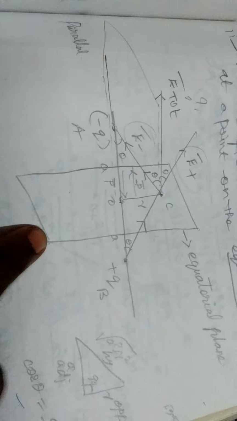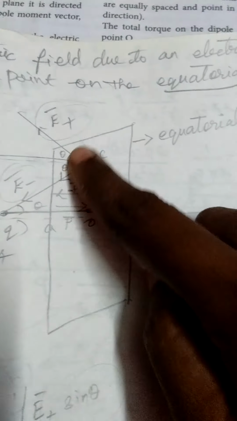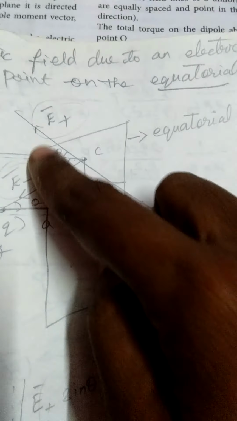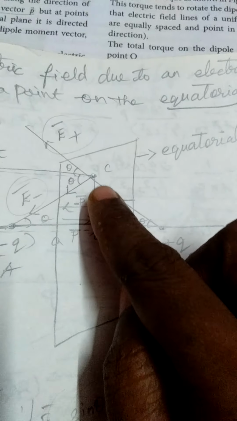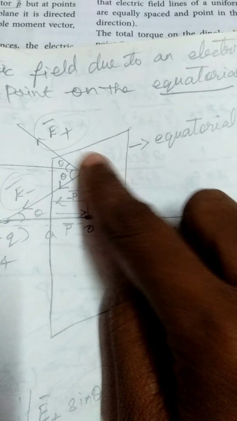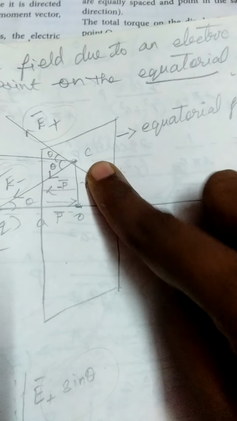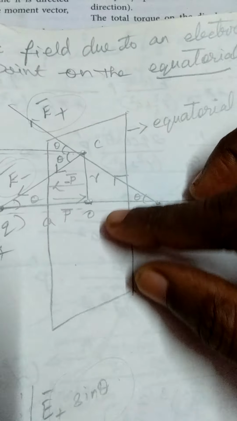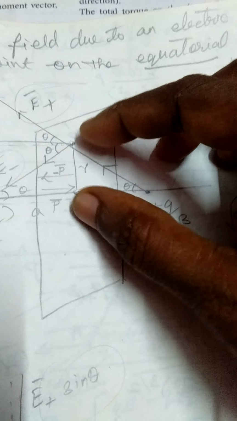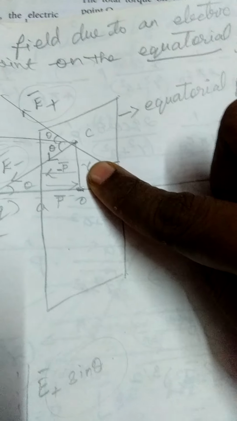Now on the axial line we have to draw the equatorial plane. You see, this is the equatorial plane. On it I put some point, which we consider as C. Points C and O we join, and that distance we take as r.